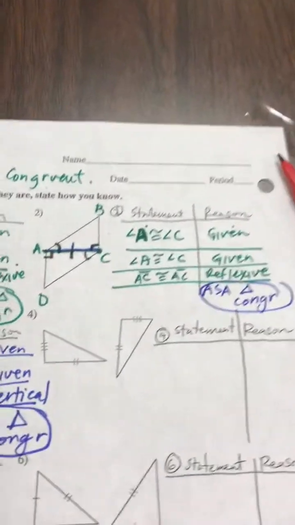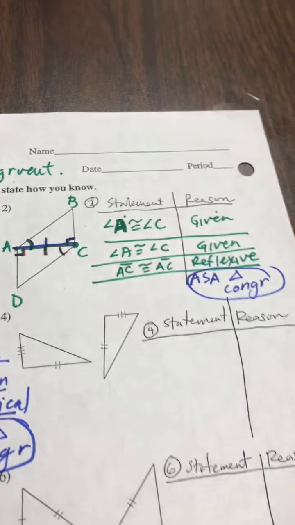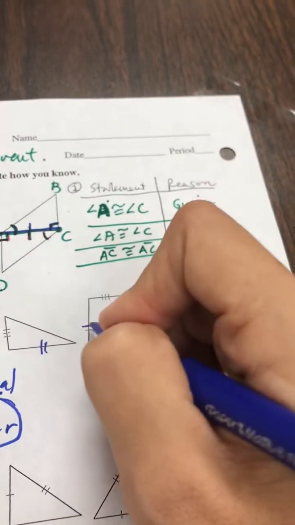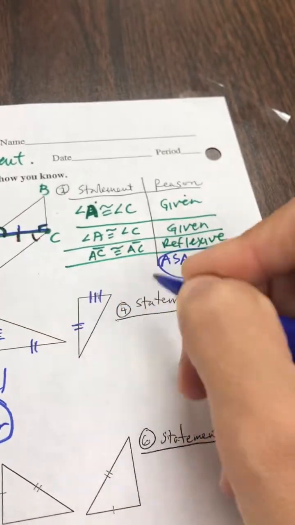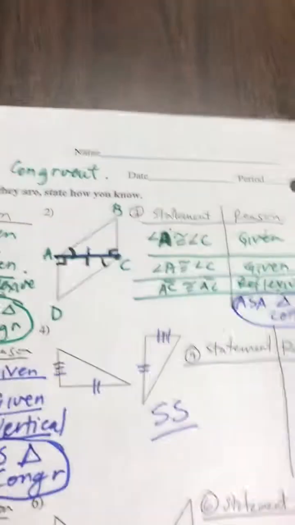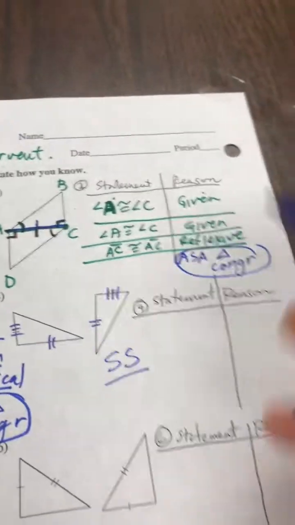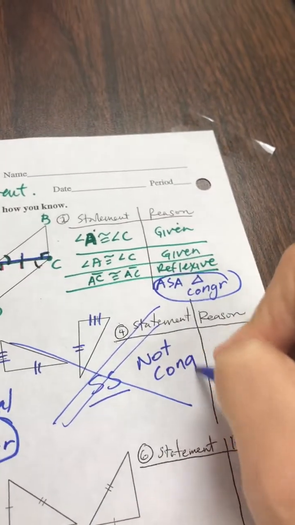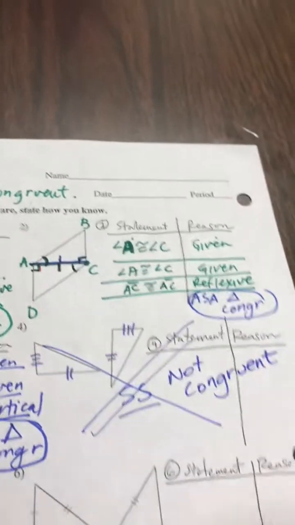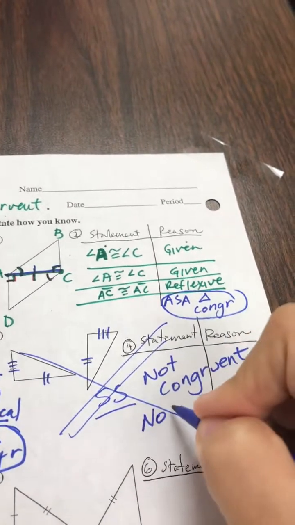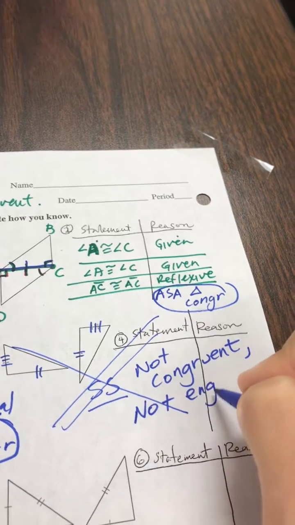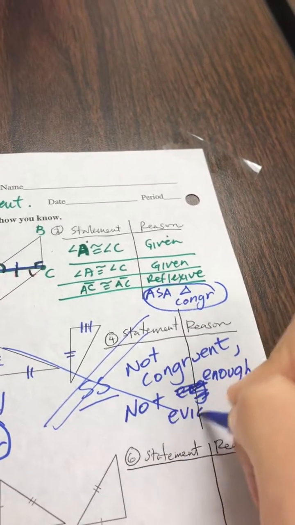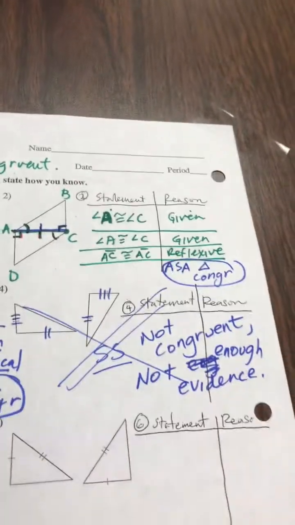Cool. Let's do another one. Oh, it doesn't look like I got enough information. Nothing's touching here. This side matches this side matches this side, and side, side, side is no choice. So I'm going to just have to put not congruent. Now this one looks congruent. Another way, maybe even a little more correct, is to say there's just not enough evidence. Maybe they are congruent, but we just don't have enough information at this point.